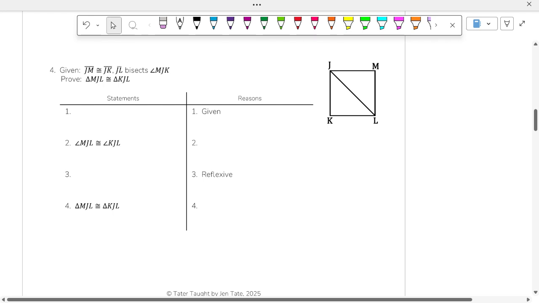And the reflexive property would be JL is different, but JL. JL is different than JL. Yep, because that's like a line that separates the sides. So guys, if everyone in your group is finished, compare answers.